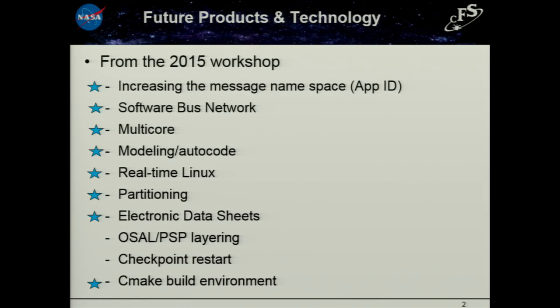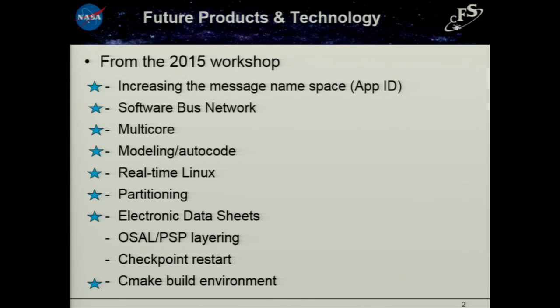From the workshop last year, we had a couple of things that we were working on as next generation technology. One of them was increasing the message space, software bus network, multi-core, modeling, real-time Linux, partitioning, electronic data sheets, OSAL and PSP layering, checkpoint restart, and the CMake build environment. The things that are starred are the ones we've actually made good progress on.